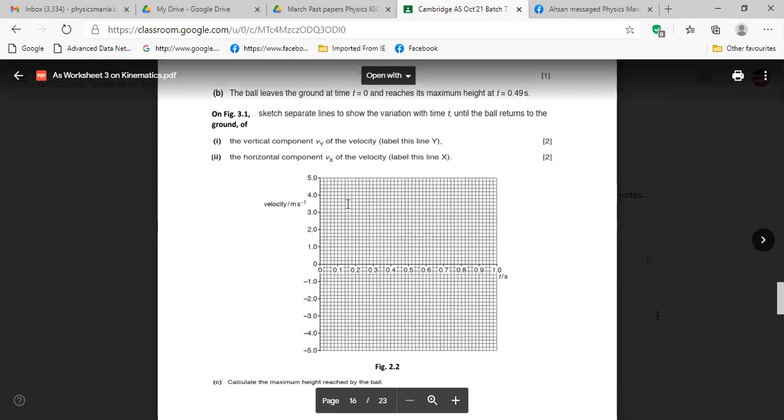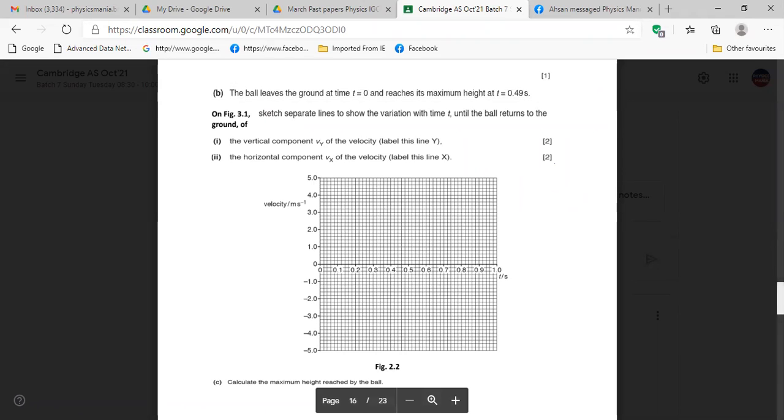So you first draw the vertical component velocity graph. How will you draw it? I'm showing you. You first identify where it is 4.8. Have you got 4.8 here, right? Because every small square is 0.2, so 4.8 will be here, and identify from here 0.49.